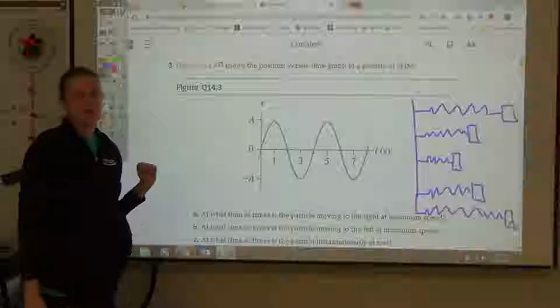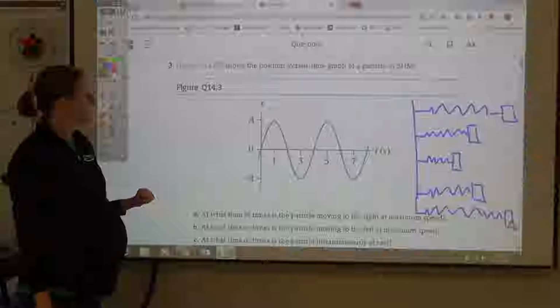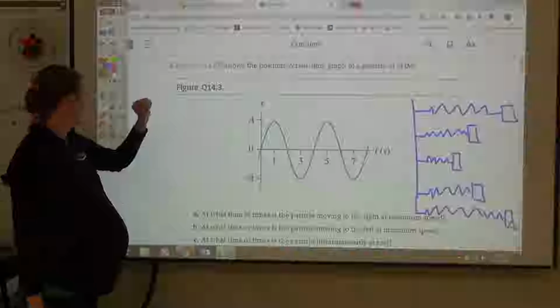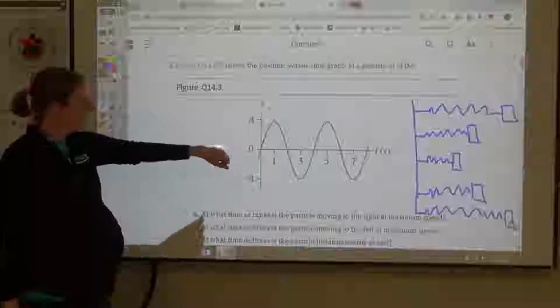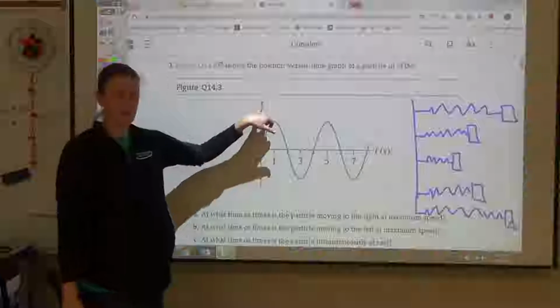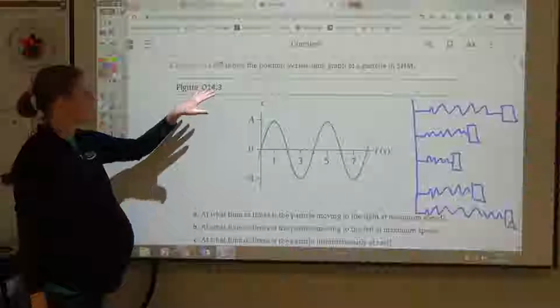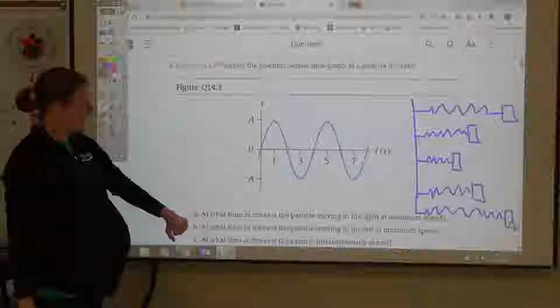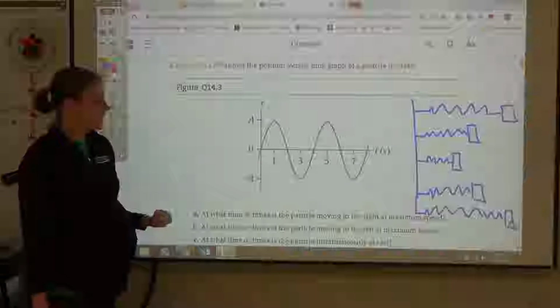All right, we're going to go through the discussion questions for Chapter 14, Simple Harmonic Motion. Start with number 3. Number 3 gives you this little graph. Note, of course, that it's a position graph of something oscillating. And it says, at what time or times is the particle moving to the right at maximum speed?